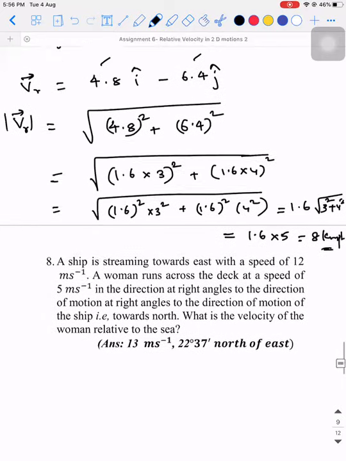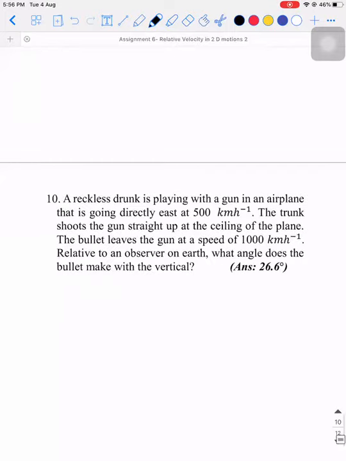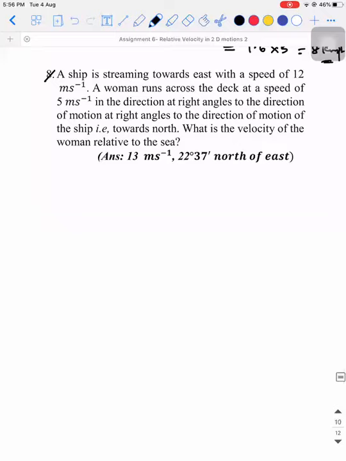So you guys try the 8th one. Just do it, no? With that, we'll stop. So remaining problems, there are only 2 problems that are left. I'll send the assignment, you solve it. If there is any doubt, we'll discuss tomorrow.